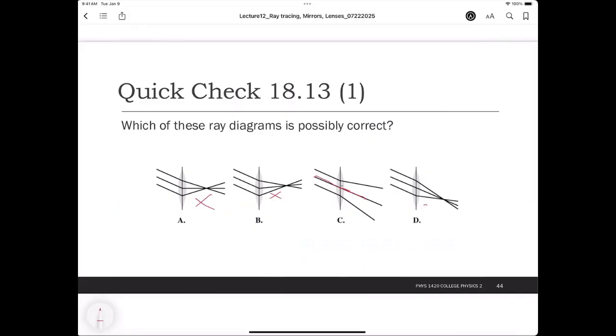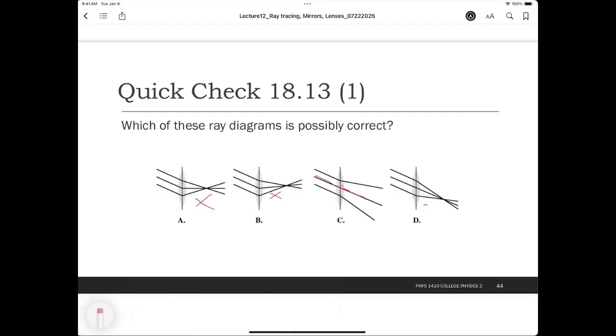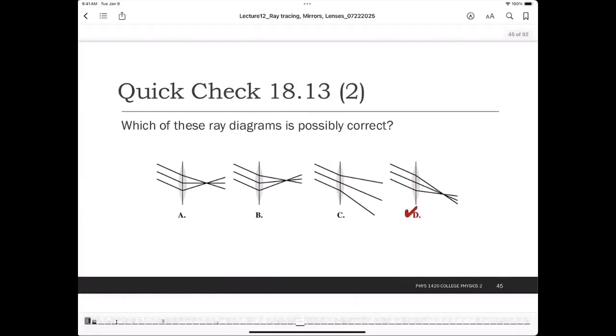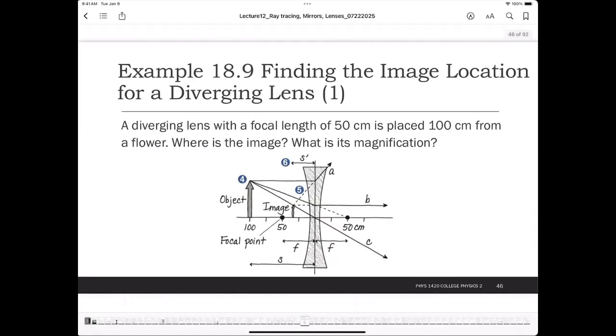And since this one is a convergent lens, based on the shape, the rays going through the convergent lens should converge to a point, a focal point. Does it make sense to you? So the answer should be D. Does it make sense to you? Okay, let's continue with one example.